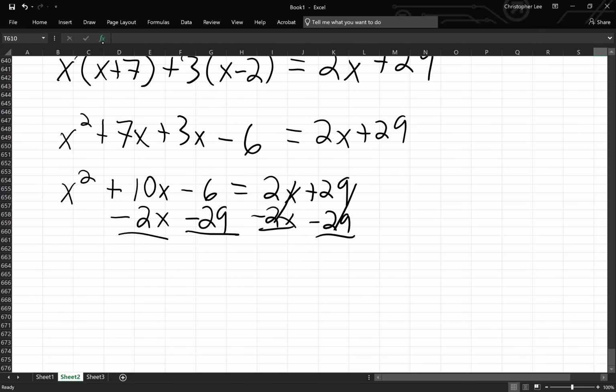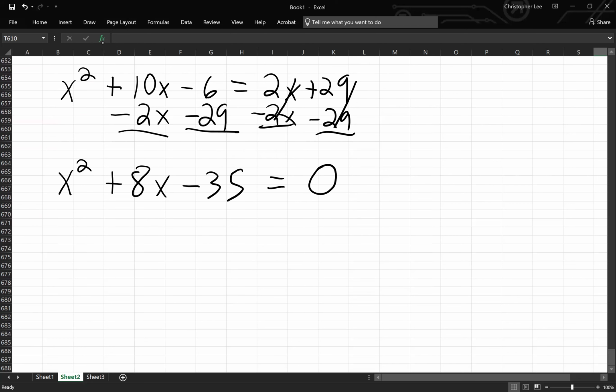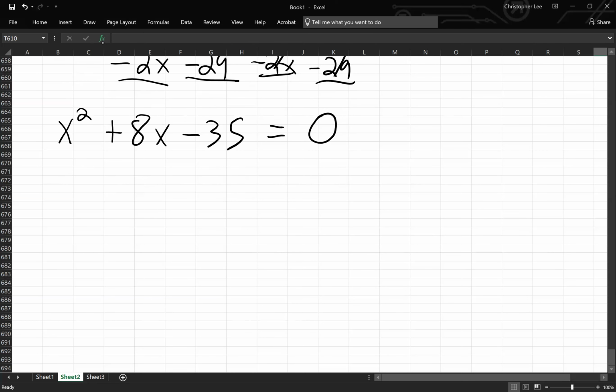So now what do I have? X squared. And what's 10x minus 2x? So plus 8x. What's the next one? Negative 6 minus 29. What is it? Negative 35 equals 0. All right. Now you could solve this however you want to do it.